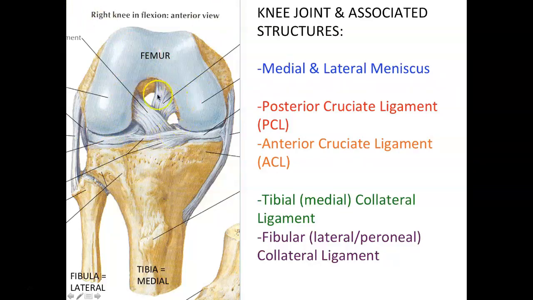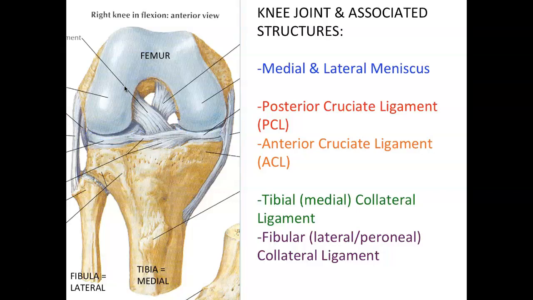And we're going to see a ton of ligaments around here. So I'm going to describe these ligaments to you. First, we have your medial and lateral menisci. Menisci is plural, meniscus is singular. So this is really made up of fibrocartilage, and it helps to cushion any shock that we're going to get between our femur and tibia.